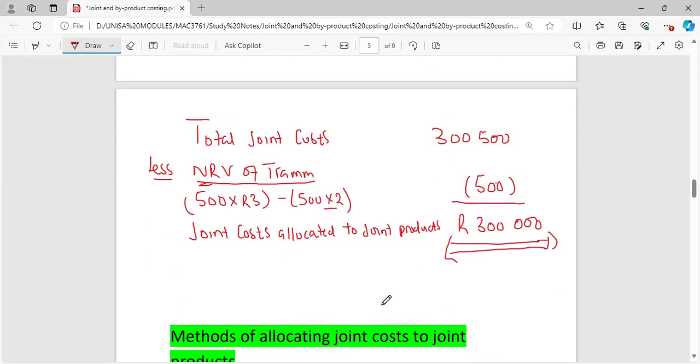Before we look at the allocation methods, anyone with a question before we get to the allocation method? Is there anyone with a question with what we have done so far?